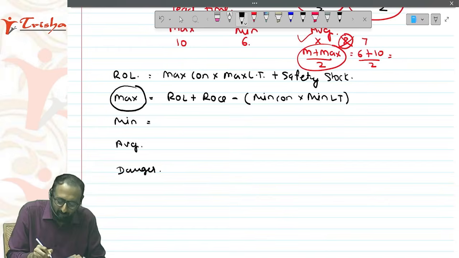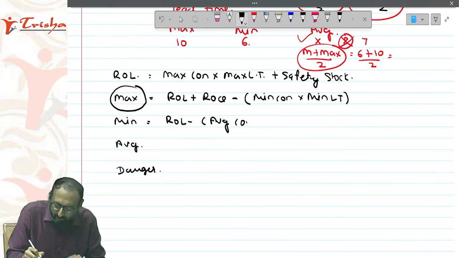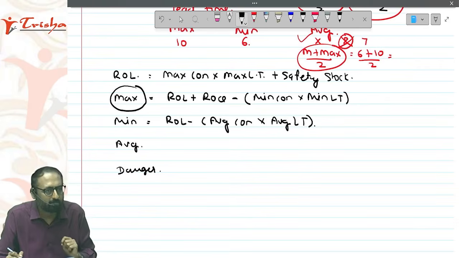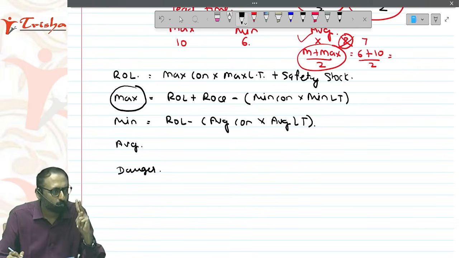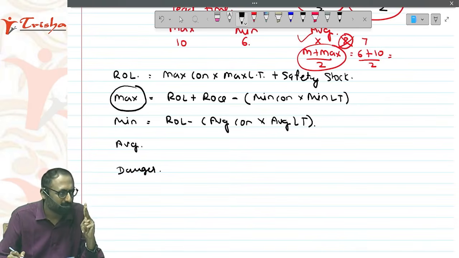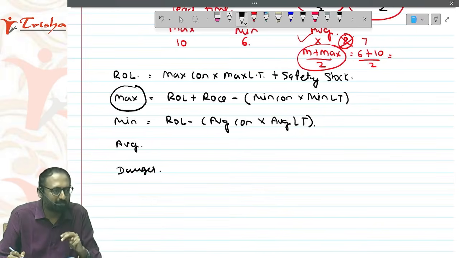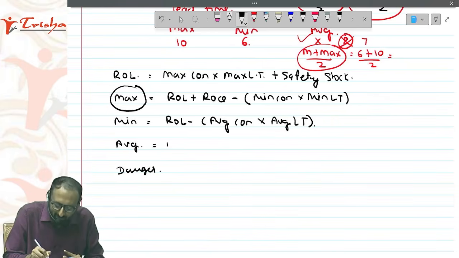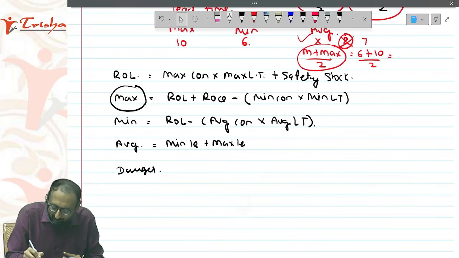Next one, minimum level. The reorder level minus average consumption multiplied by average lead time, that is, normal consumption multiplied by normal lead time. Now remember two formulas for average level, and both formulas will give you different answers. In the examination, you should write both formulas. Simple formula, Sirji: minimum level plus maximum level divided by 2.